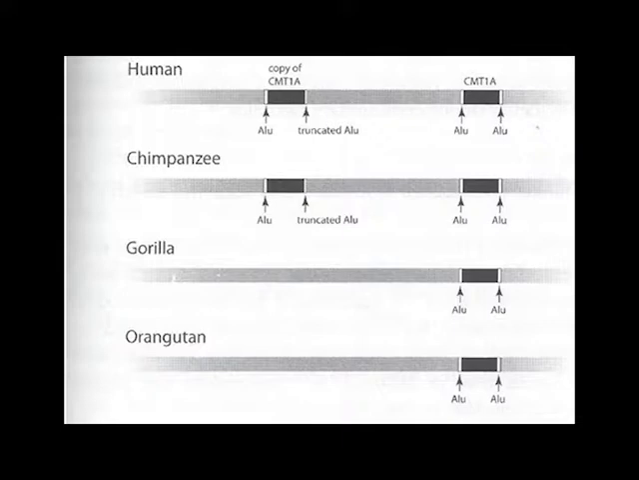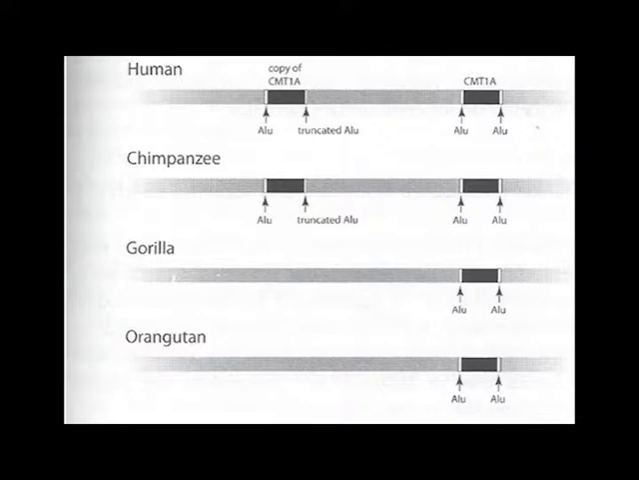Humans and chimpanzees are found to have 2 copies of the segment, with Alu retroelements flanking the ends of both copies. The CMT1A segments are in the same exact place, and both have a unique truncated version of an Alu element on the right side of the copy.